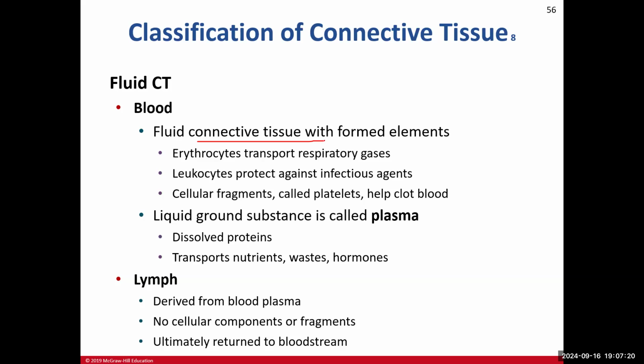Then when the cells are doing whatever they do, they're going to create a waste product. When we're talking about gases, that's going to be carbon dioxide. So the red blood cells take the carbon dioxide from your tissues and bring it right up to the lungs, so when you exhale, you breathe out that carbon dioxide. That's transportation of respiratory gases by red blood cells.